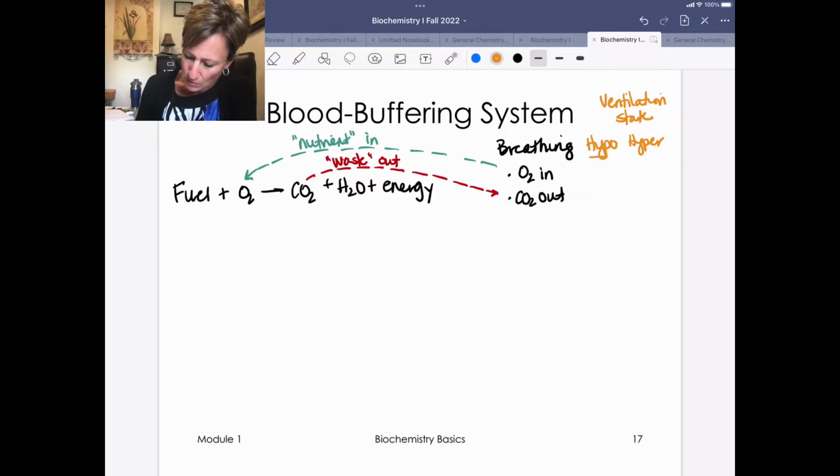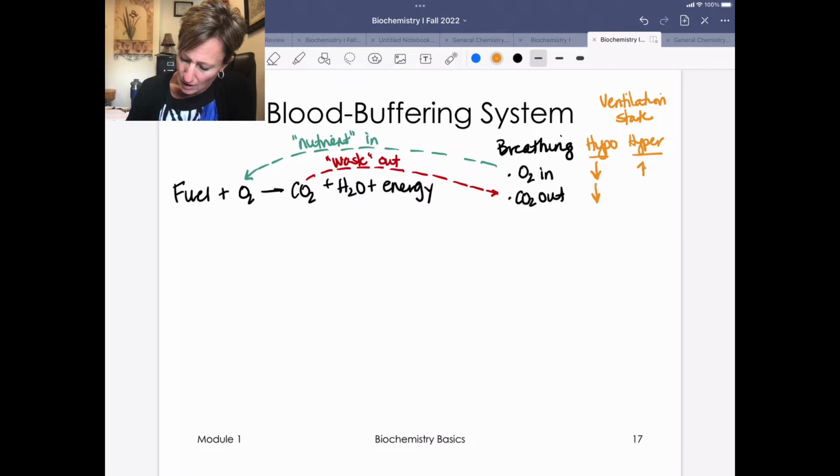And so if we think about what happens in both of these situations, when we are hypoventilating or breathing less than we should, that means we are taking less oxygen in, but we're also putting less carbon dioxide out. And fundamentally what this is going to mean is that oxygen levels in our system are going to be lower, but carbon dioxide levels are going to be higher.